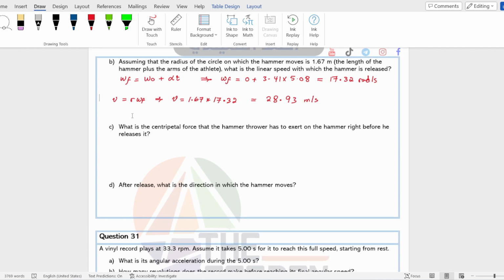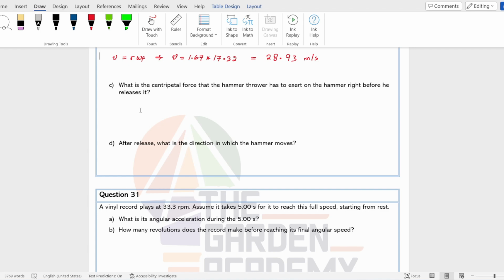Now, let's go to part C. What is the centripetal force that the hammer thrower has to exert on the hammer right before he releases it? So we need to find F sub C. The centripetal force, it's very simple. F sub C is equal to M V squared divided by R. We already have everything we need.